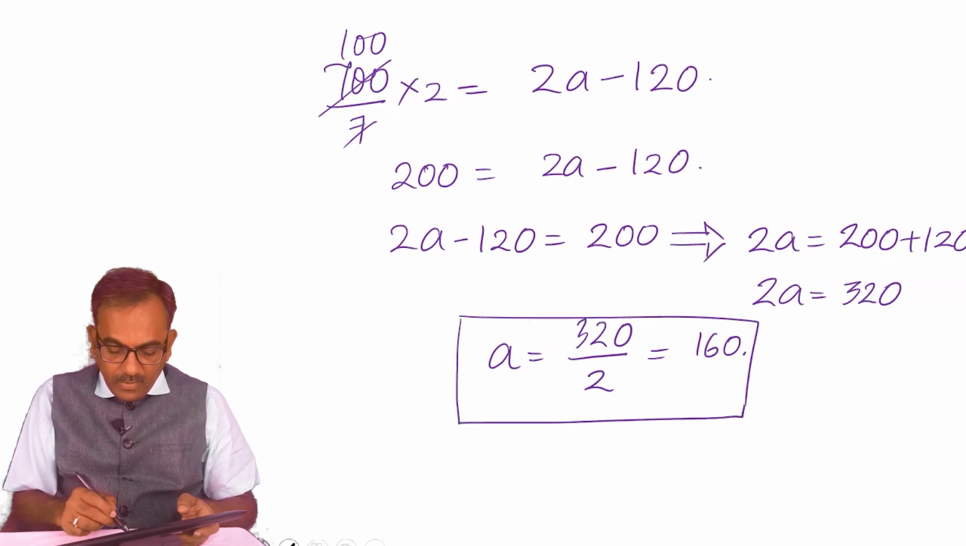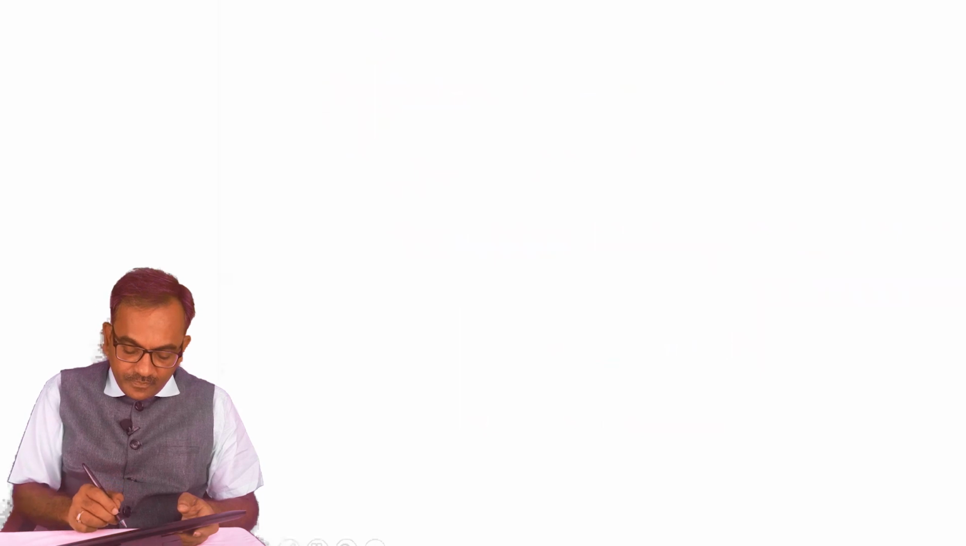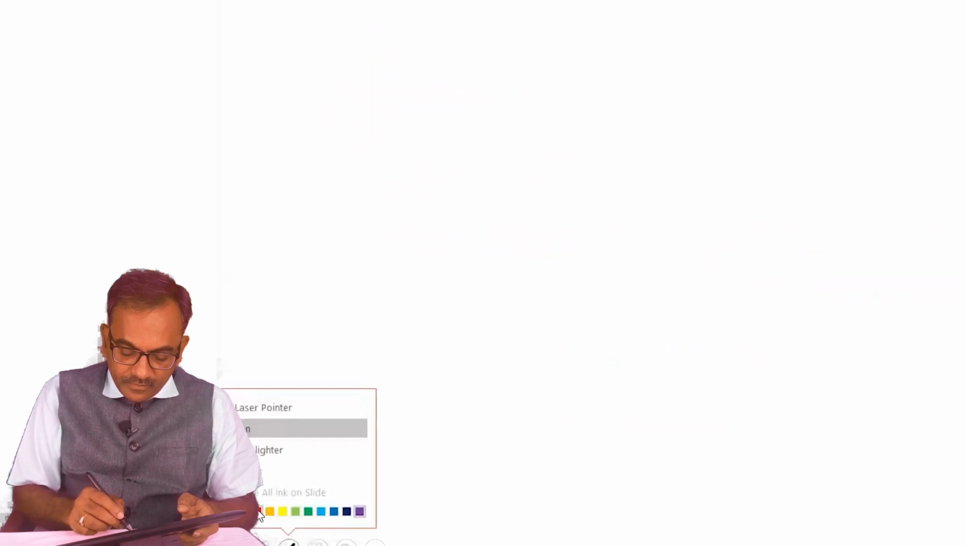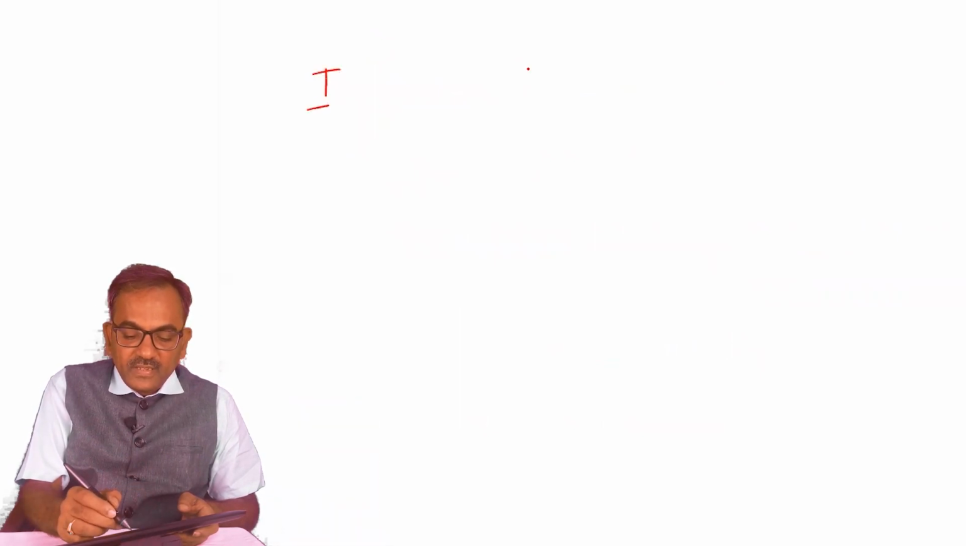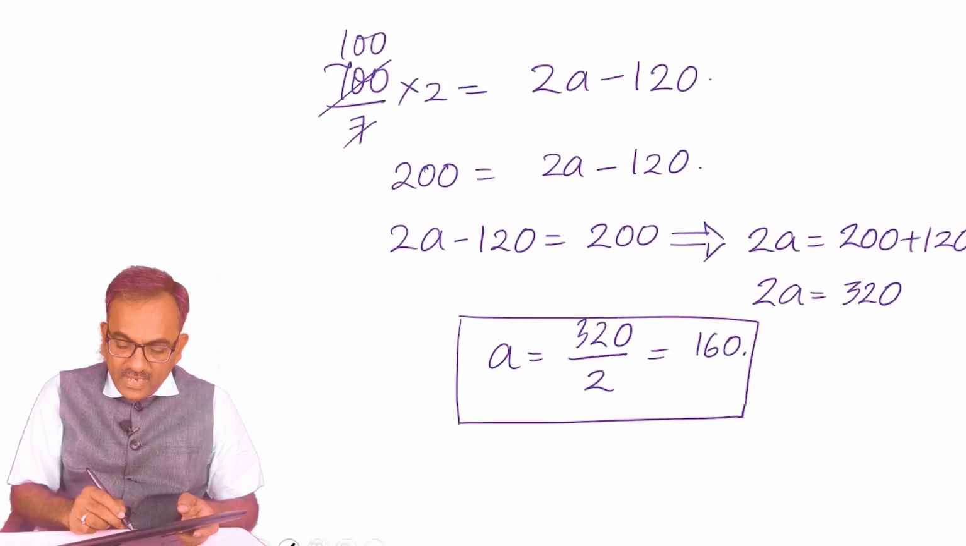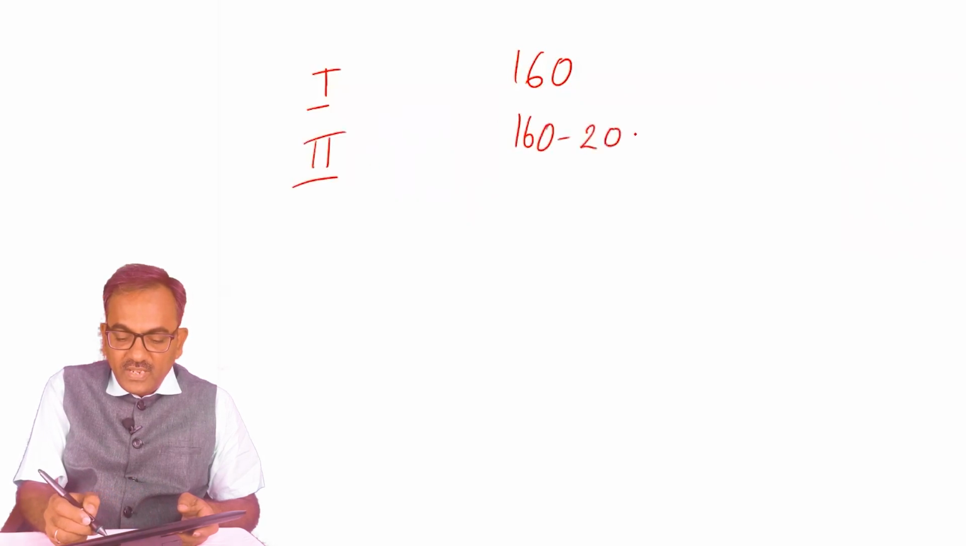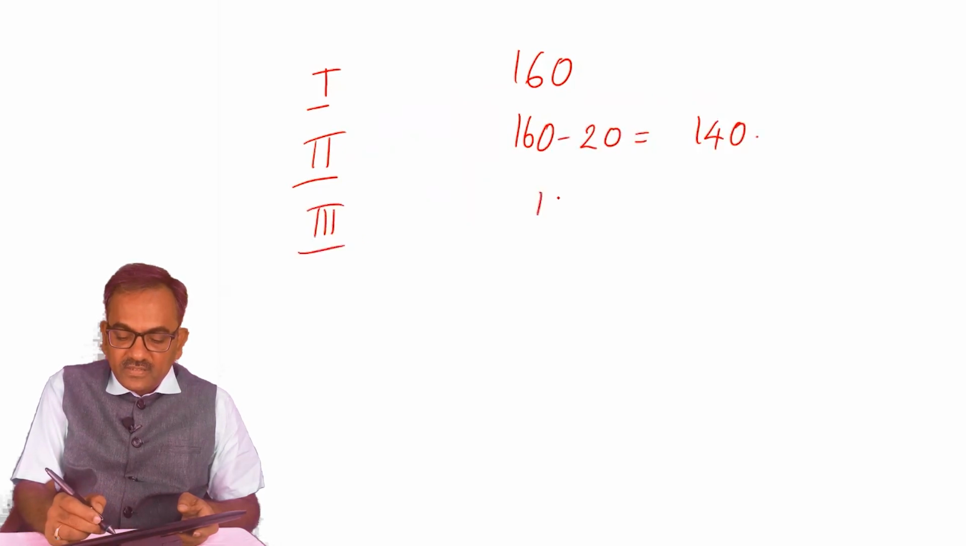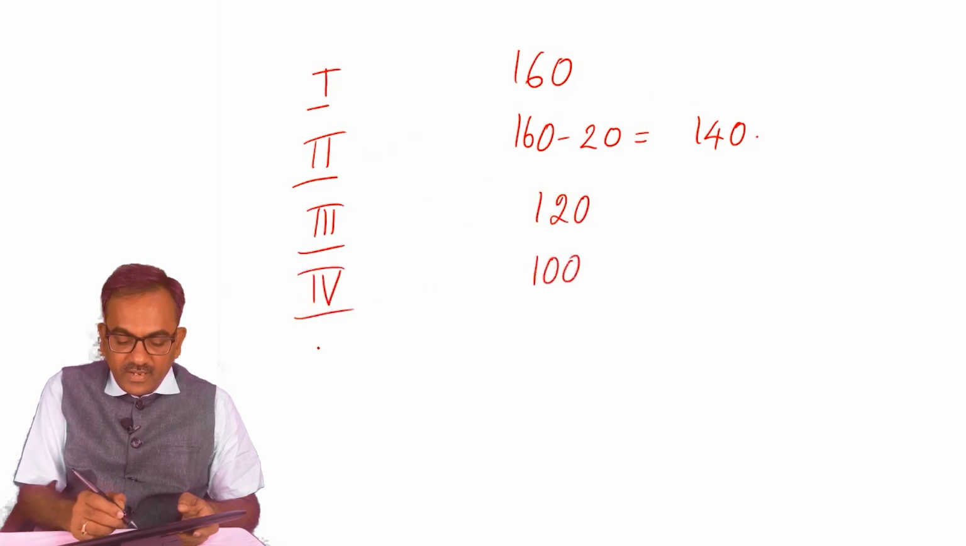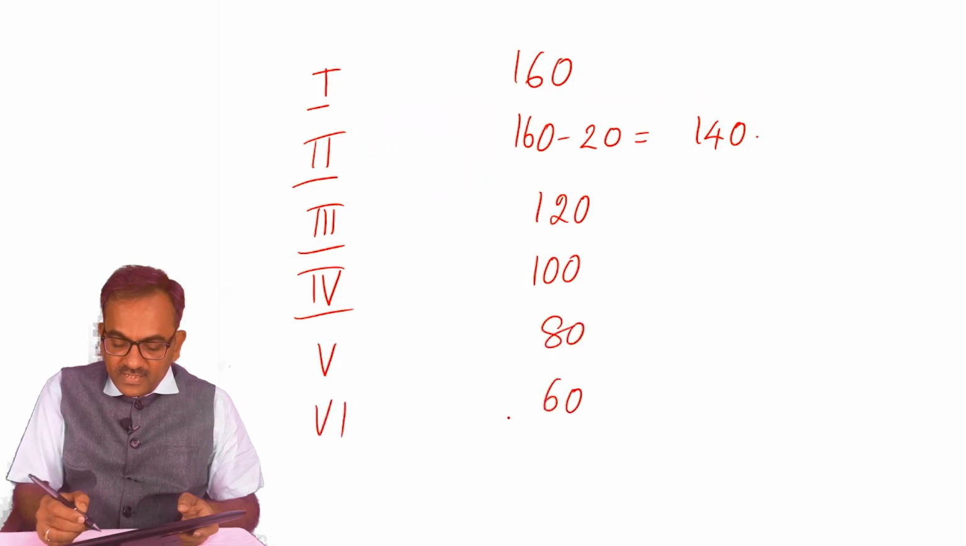Now let us take a deep look at the prizes. What do we have here? The first prize is nothing but a, right? Second prize is 160 minus 20, that is 140. Third prize is 120. Fourth prize is 100. Fifth prize is 80. Sixth prize is 60. Seventh prize is 40.